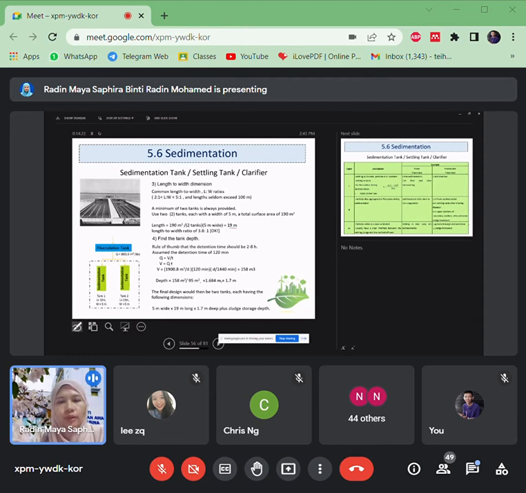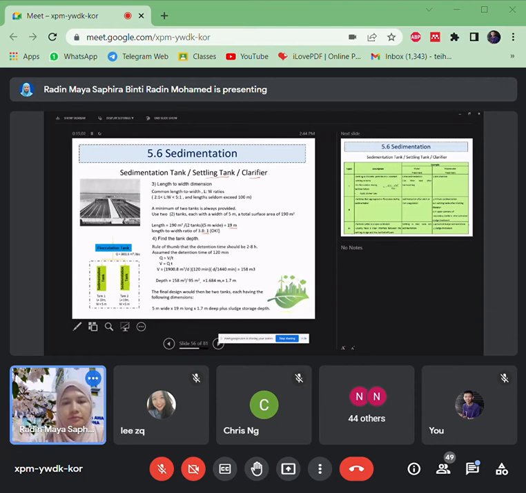So the length to width ratio is 3.8 to 1. Okay, so still within the area. This is the ratio. Find the tank depth. You must remember that the detention time for the conventional sedimentation tank and clarifier is the same. Sometimes the term used is settling tank, sometimes clarifier, but all are the same thing, which means this process is to do the settlement of the flocs.